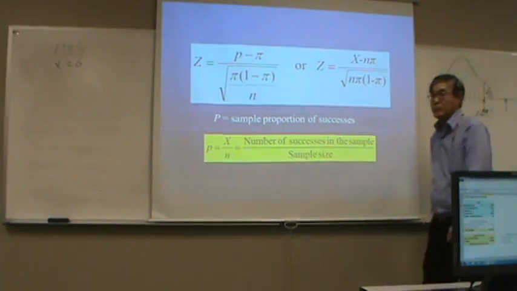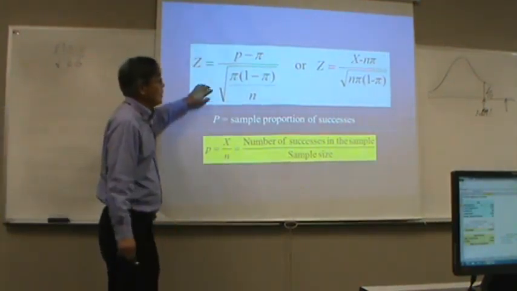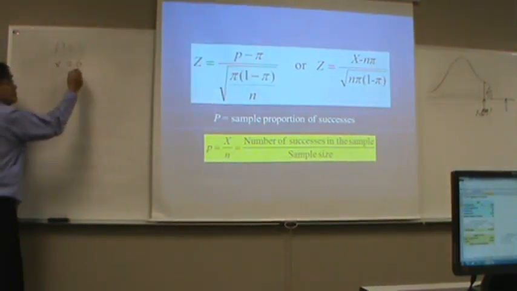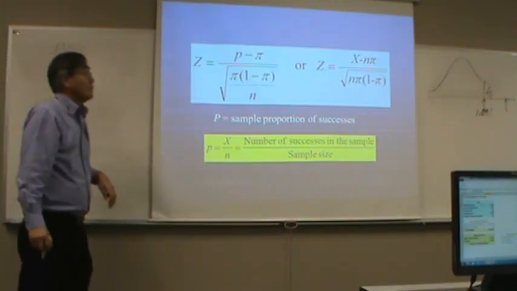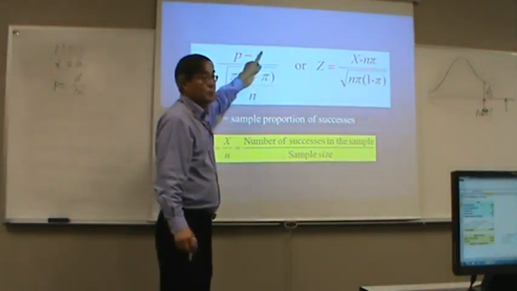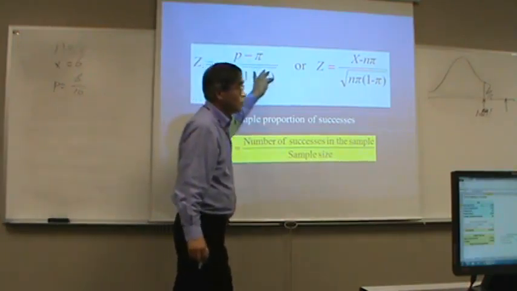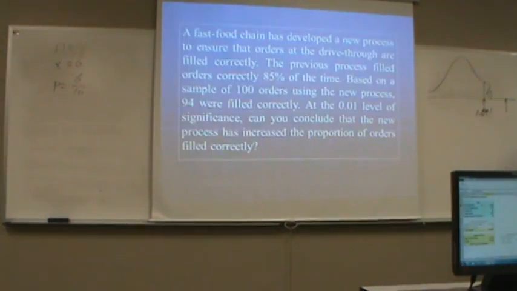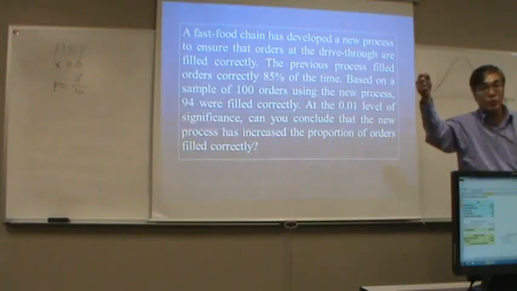Then we use a formula to find the test statistic, this one. p minus pi. p is the sample proportion, in this case 6 over 10, and pi is the population proportion, usually given. So this is the test statistic, and then using the normal distribution table, find the critical value.